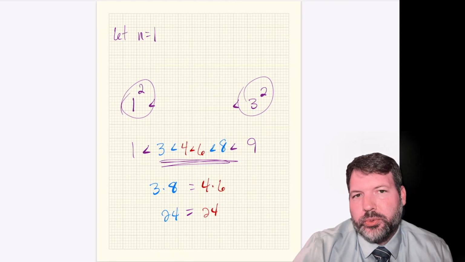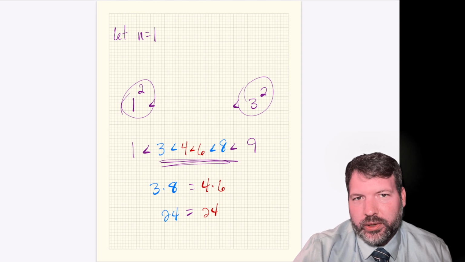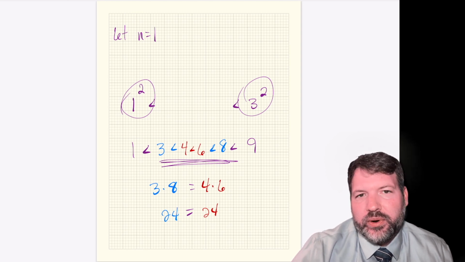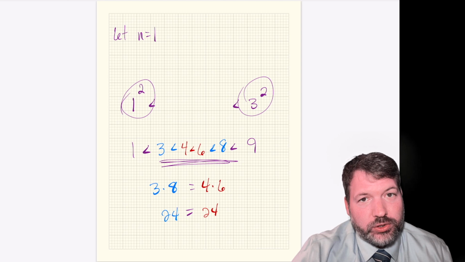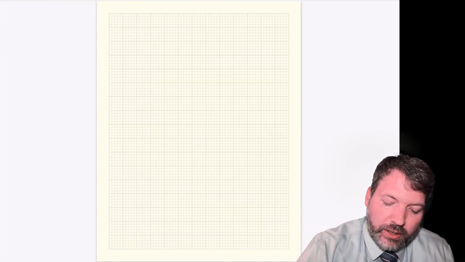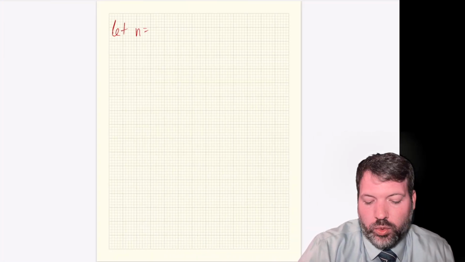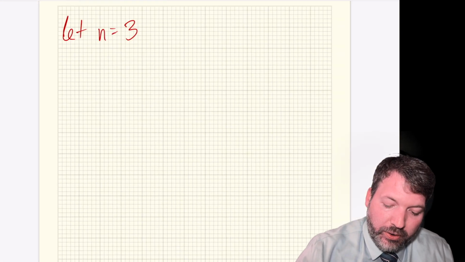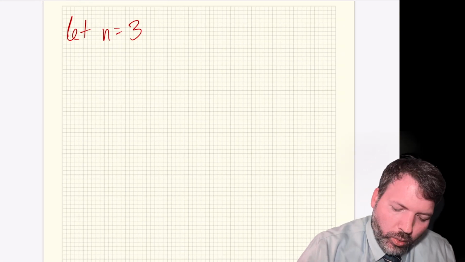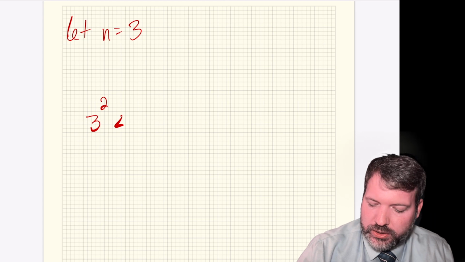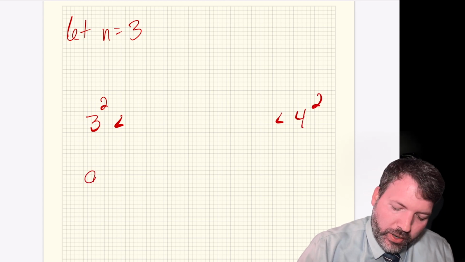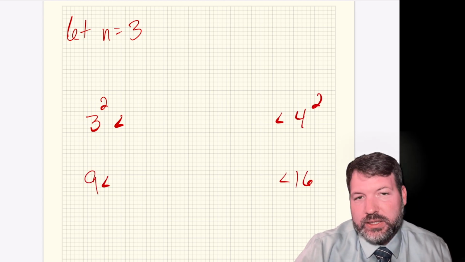The other restriction we could remove and make this process relatively easy is to get rid of the fact that a, b, c, and d have to be integers. So let's consider something like let n equal 3. And so now we're going to bound ourselves between 3 squared and 4 squared, right? So we're looking between 9 and 16.